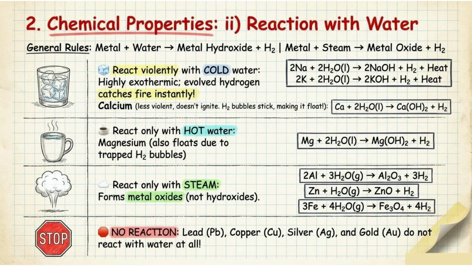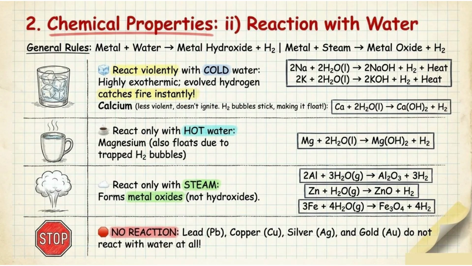Let's start with cold water. Sodium and potassium react violently. The equation for sodium is 2Na plus 2H2O liquid, and that yields 2NaOH plus hydrogen gas, H2, plus a massive amount of heat. Yeah, it's so incredibly exothermic that the escaping hydrogen gas just instantly catches fire. Potassium is identical. 2K plus 2H2O yields 2KOH plus H2 plus heat.